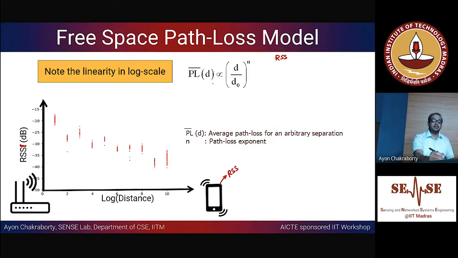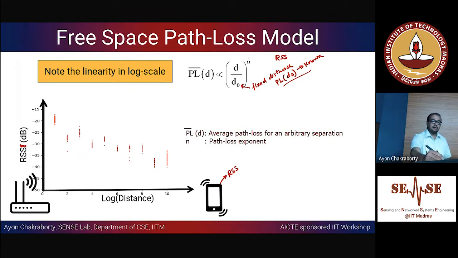So path loss at a distance d, with power in watts, is proportional to (d by d naught) to the power n, where d naught is basically a fixed distance, and we know what the path loss was at distance d0. Somebody has measured it. What is the path loss at distance d0? This is known. So if you know that, you can find out the path loss at any distance d by using this formula. The proportionality constant is going to come from this known value.